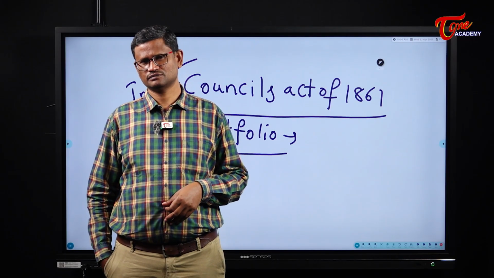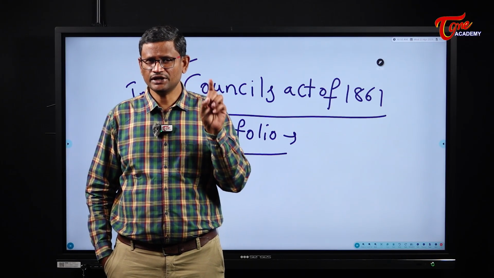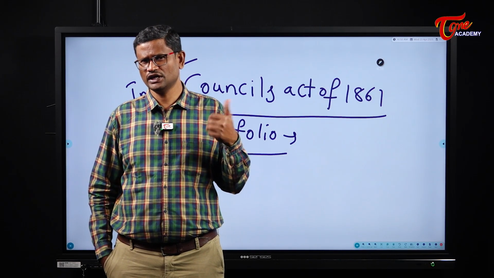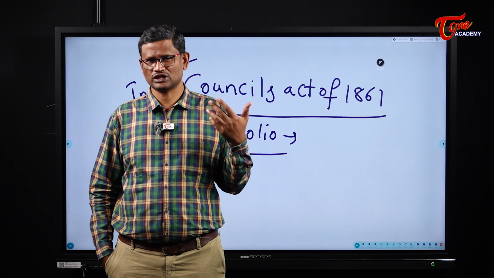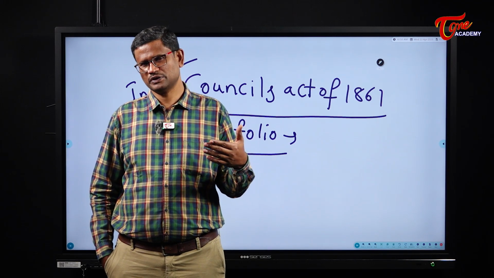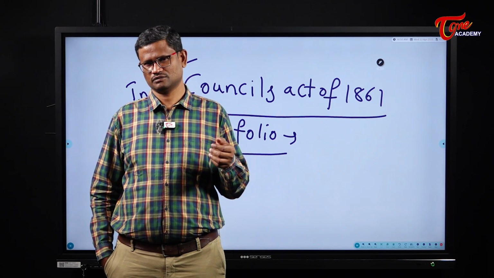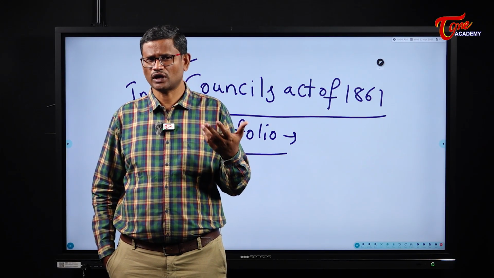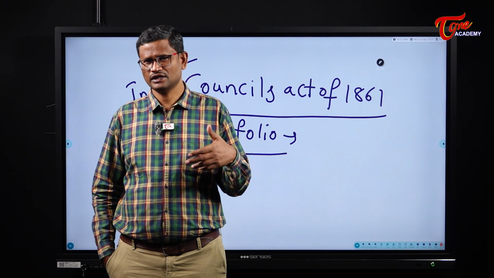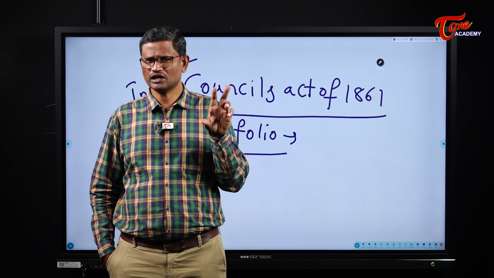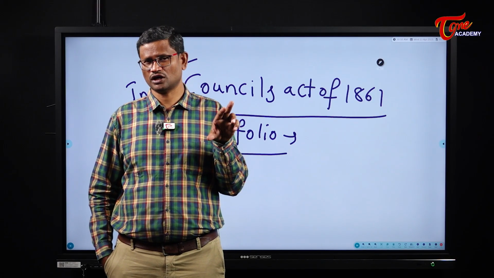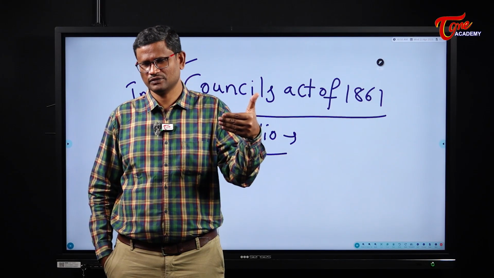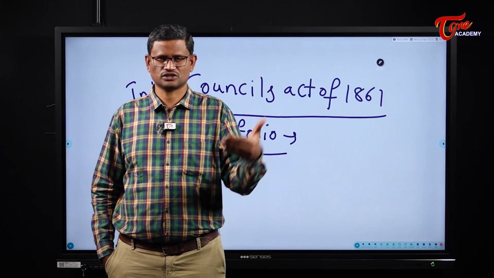In addition to that, for the first time, Indians were associated in the work of lawmaking. Three Indians were made members of the Central Legislative Council to participate in the process of lawmaking. Also, today governors have the power to issue ordinances when there is urgency. The power of the governor to issue ordinances in the absence of the legislature was given for the first time under the Indian Councils Act of 1861.